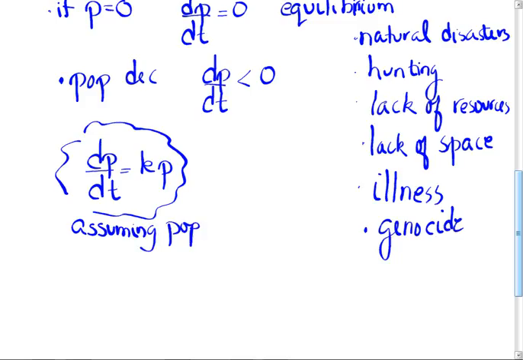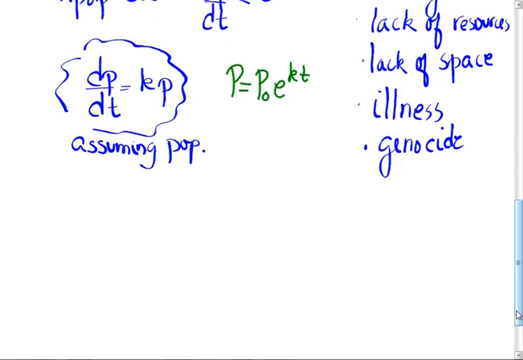Wait, so when does it fail? It fails when the population gets large. What's the solution to this? You know what it is, because somebody's already said it. It's PERT. I call it e to the kt. You could use r, it doesn't matter. And what does it look like? It looks like this.